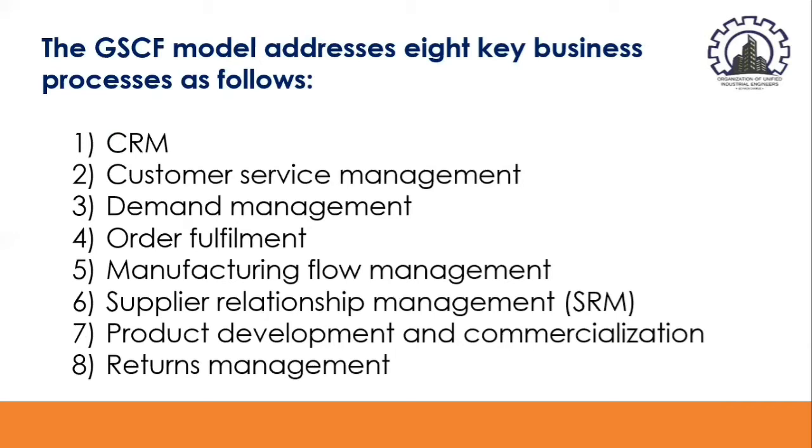So the GSCF model addresses 8 key business processes as follows. First, we have CRM. Second, customer service management. Third, demand management. Fourth, order fulfillment. Fifth, manufacturing flow management. Sixth, supplier relationship management, or SRM. Seventh, product development and commercialization. And finally, we have returns management. Now, let us discuss each of these one by one, starting with CRM.